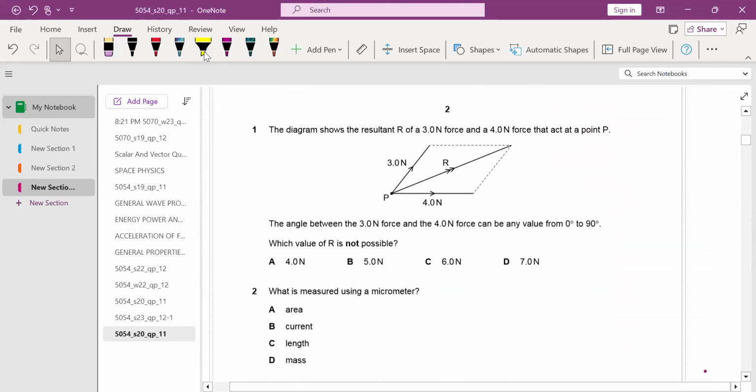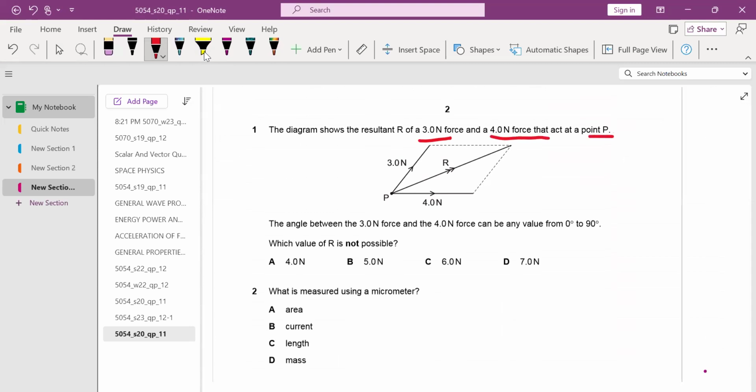Question number 1. The diagram shows the resultant R, which is given by 3 forces, a 3 Newton force and a 4 Newton force that act on the point P. So the angle between the 3 Newton force and the 4 Newton force can be any value from 0 to 90. Which value of R is not possible? So they are asking you to tell a value that is not possible.